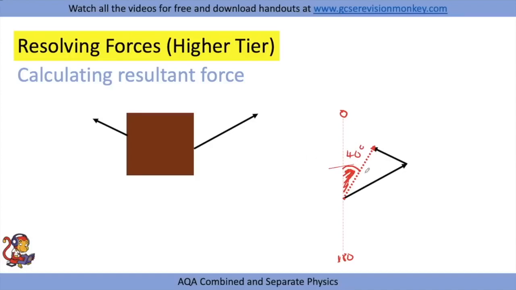And you could also be asked to use a scale diagram to calculate the size of that force. So they'd have to give you some values here in order to measure the scale diagram. For example, if they told you that was 5 newtons, you can measure that line in centimetres and work out what each centimetre would be worth in newtons, and then calculate the size of that force.